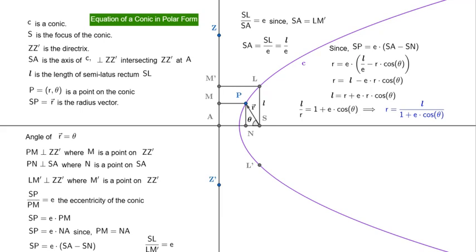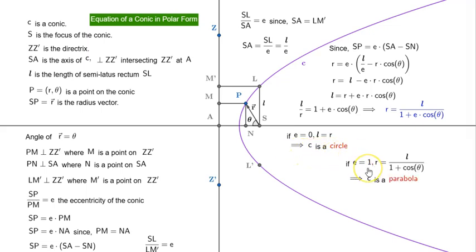Now this is the general equation of a conic in polar form. Let's see how it maps to circle, ellipse, parabola, and hyperbola. Now, if e is equal to 0, then what happens? e cos theta becomes 0. Only 1 is left. So l by 1 is l. So r is equal to l. That means r becomes constant, equal to l. Which implies C is a circle.